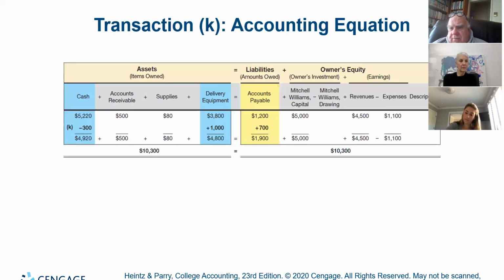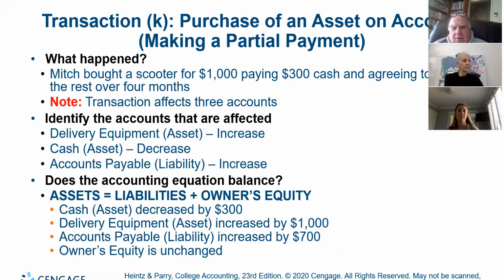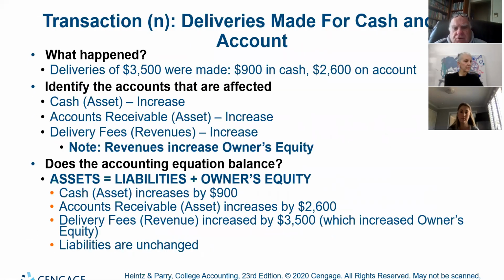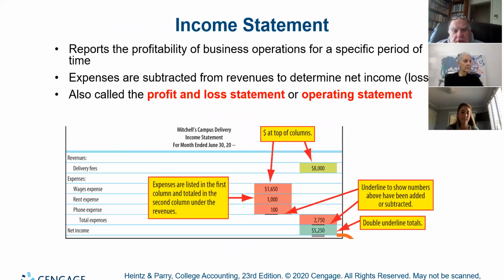Wages expense, I see. Delivery fees, etc. It came right off our equation. So that's a pretty simple layout. And notice how they set it up. I think this is a perfect way to lay it out.